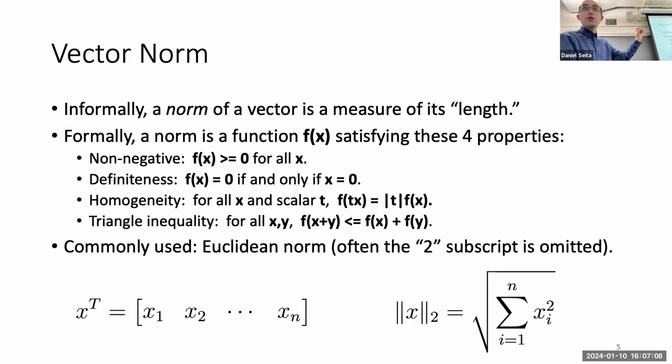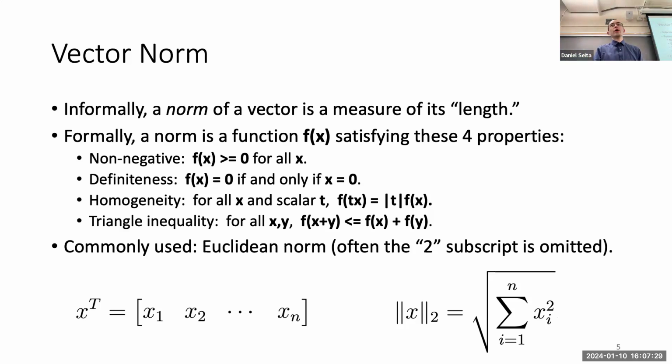If you have a scalar t, then you can pull out the scalar, but you have to take an absolute value of it to make it positive. And then there's the triangle inequality, which hopefully you've seen before. It basically says that f of x plus y is less than or equal to f of x plus f of y.